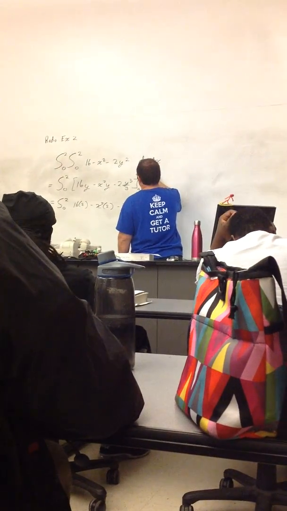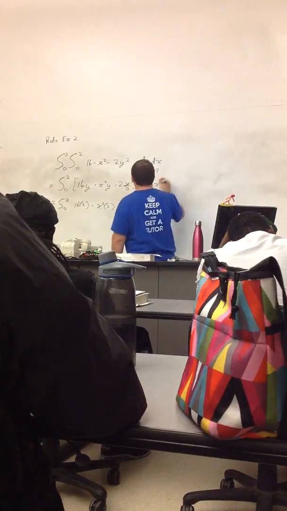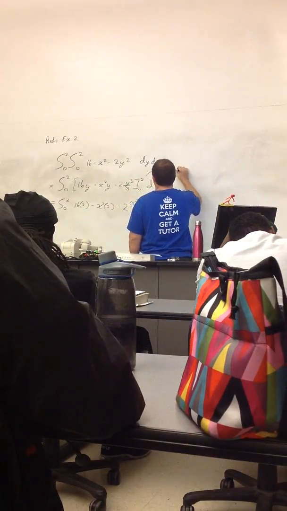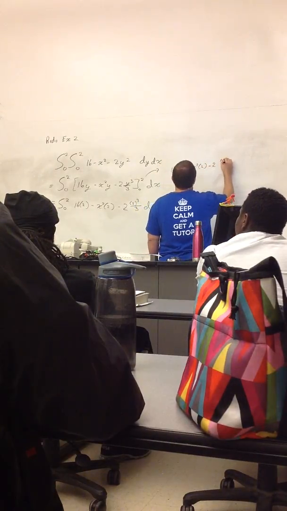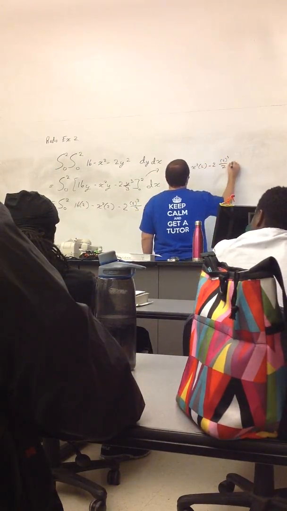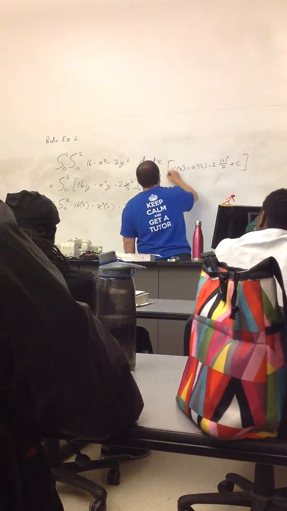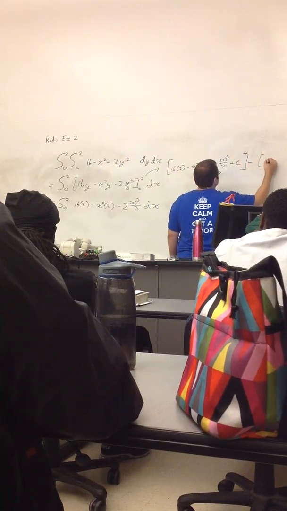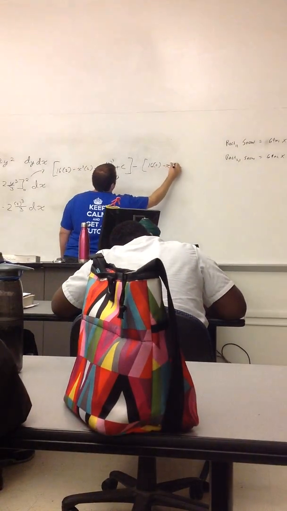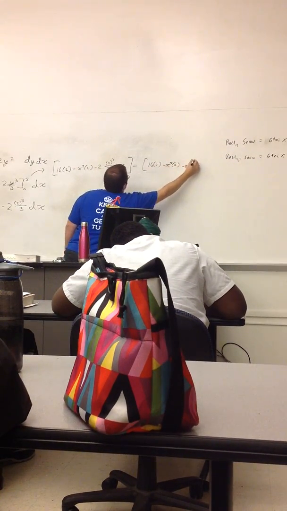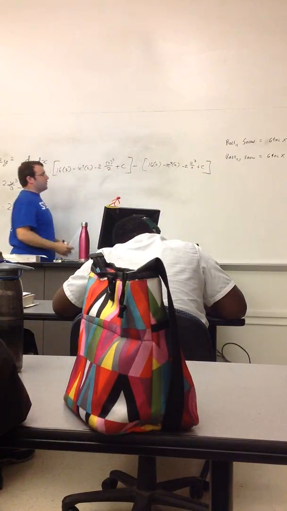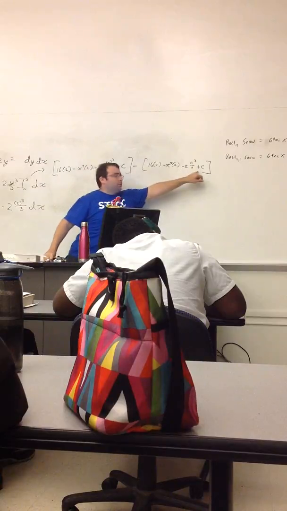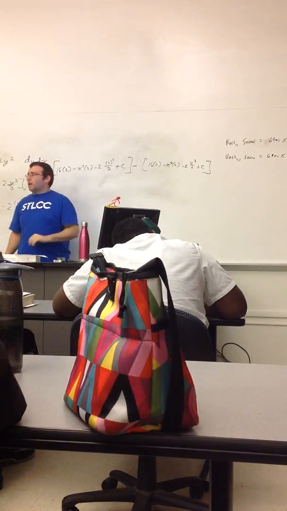So right here, when I go to evaluate from 0 to 2, this would look like 16 times 2 minus x squared times 2 minus 2 cubed over 2 plus a constant, minus 16 times 0 minus x squared times 0 minus 0 cubed over 2 plus a constant. Because it's a definite integral, this plus c and this plus c will cancel out every time.